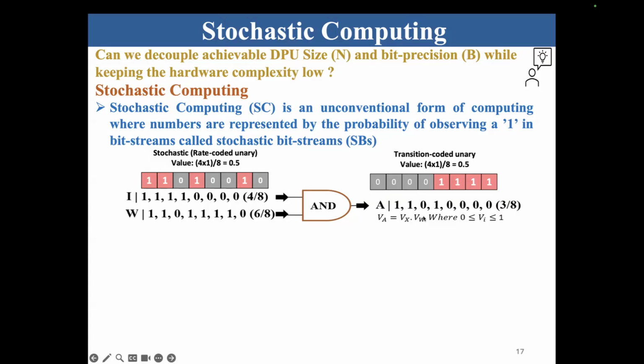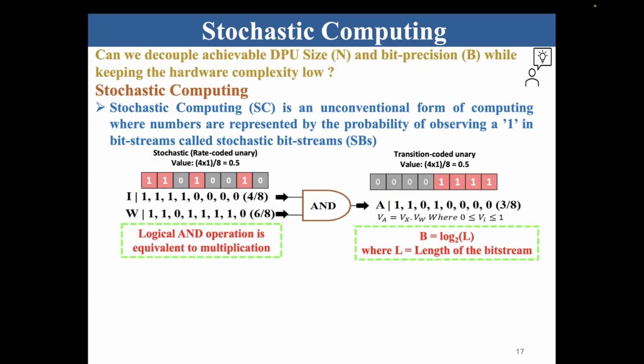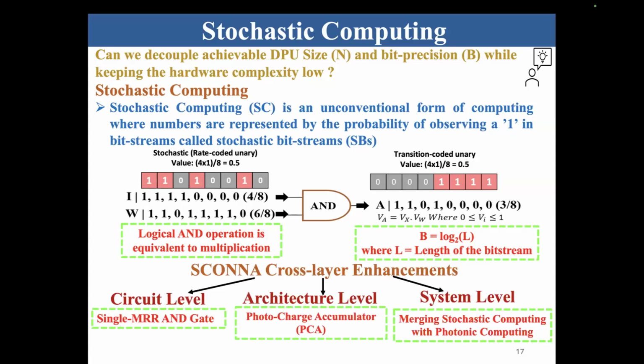Of course, there might be some errors, and we have dealt with those errors as well because of the stochastic nature. So you simplify the multiplication into a simple bitwise logical AND operation, and the number of bits you need in the bit stream can increase exponentially if you want very high precision and accuracy. If you want 3-bit precision in binary encoding, you need 2 to the power 3, so 8 bits in the bit stream.